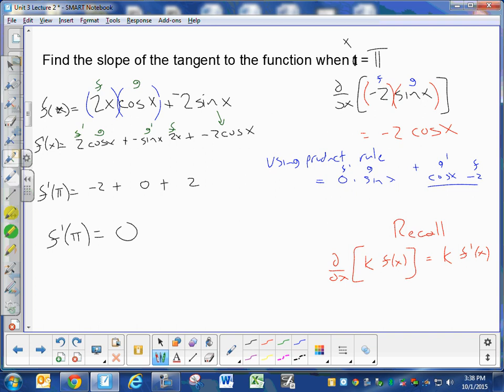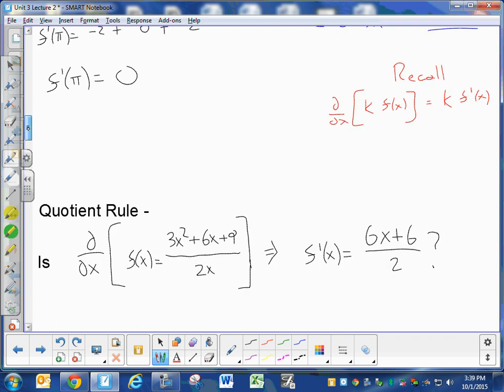Fantastic. Okay. So, key is to keep things organized, to keep your work neat. A lot of people, when they do a product rule, they'll just stop here, and then they forget to take the derivative of the last piece, okay? What you'll find is that the 2 cosine x and the negative 2 cosine x will cancel. You'll just have negative 2x sine x, all right? All right, so that's the product rule.